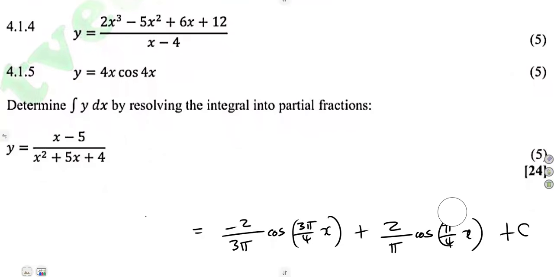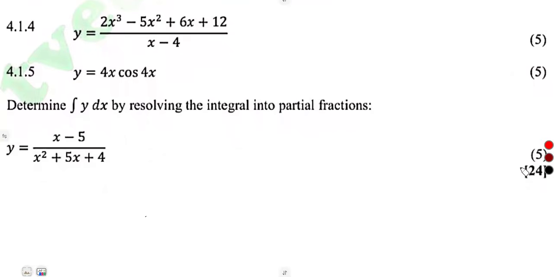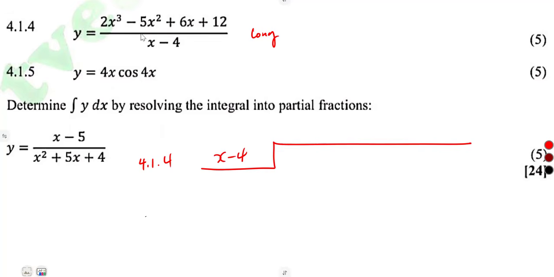That is the part of long division. As you can see, the numerator has the higher degree compared to the denominator, so we can use long division. So that's 4.14. It was going to be the divisor, which is x minus 4, into the dividend, which is 2x cubed minus 5x squared plus 6x plus 12, so that we can have the quotient.